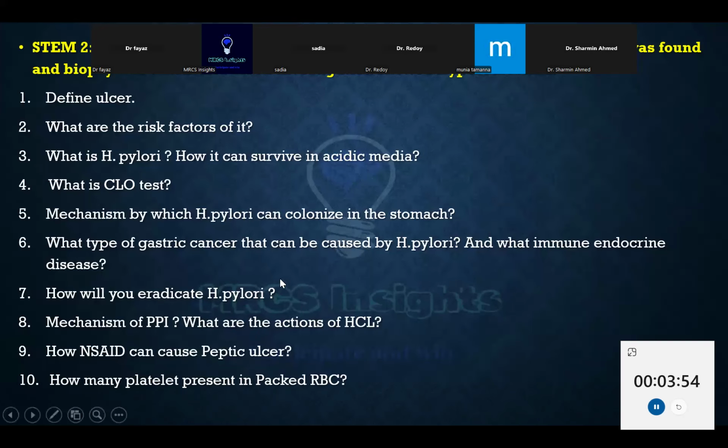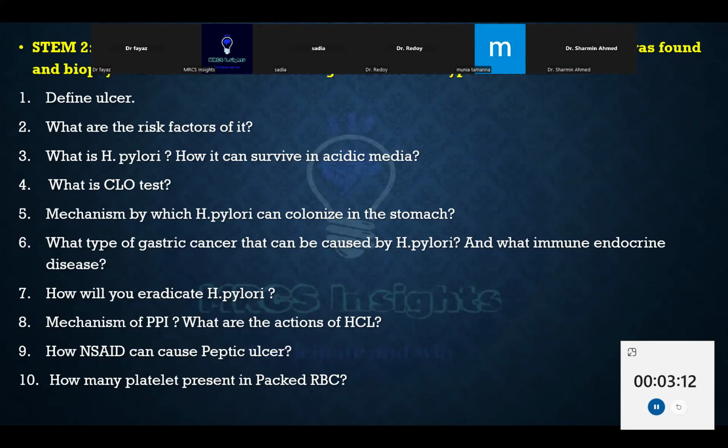Hydrogen ion, okay. And what are the actions of hydrochloric acid? Hydrochloric acid inhibits microorganisms, converts pepsinogen into pepsin, and helps in reabsorption of iron and calcium. That's all I can remember. Okay. Does it stimulate secretion of any hormones from the intestine? Yeah, it will stimulate cholecystokinin secretion. Very good.